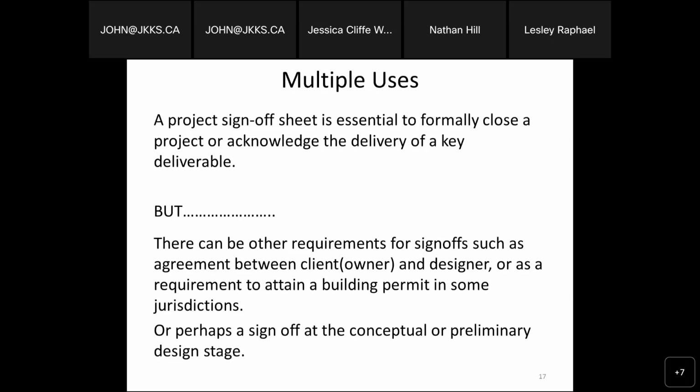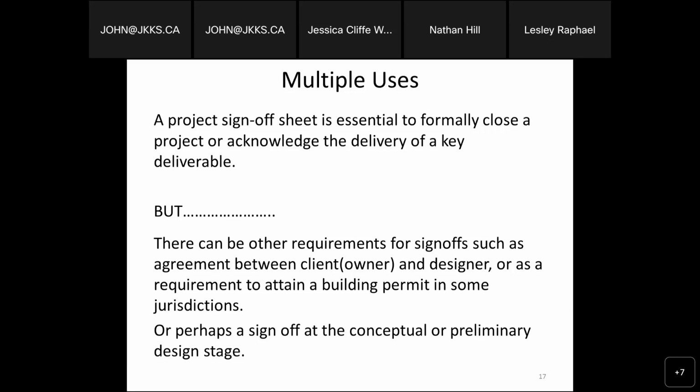Then we get down to multiple uses. A project sign-off sheet, therefore, is essentially to formally close a project or acknowledge the delivery of some key deliverables. But on the other side, there can be other requirements for sign-off, such as the agreement between the client, also known in some cases as the owner, and designer, or as a requirement to attain a building permit in some jurisdictions, or perhaps sign off at the completion or preliminary design stage of the project.